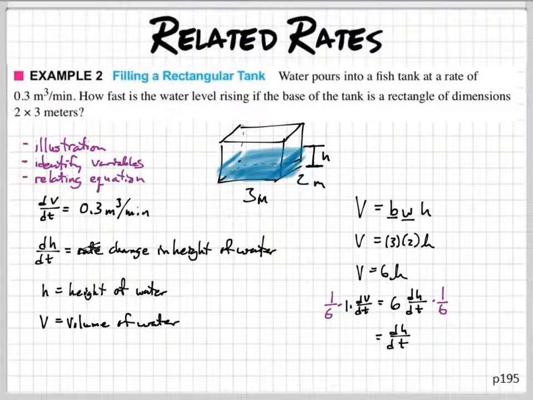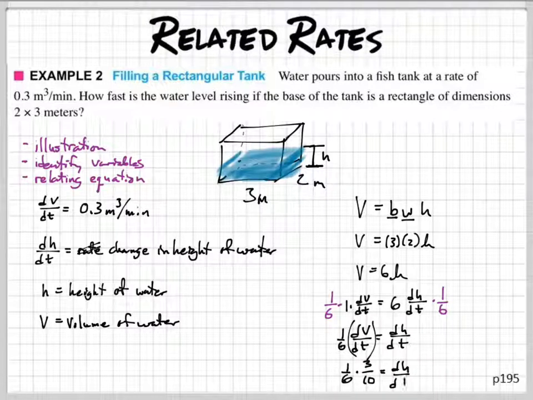And so now you have 1 over 6 dV over dt. And do we know what dV over dt is? Yeah, so we can plug that in. Now 0.3, since I already have a fraction right here, is the same as 3 over 10. You guys okay with that? So 3 over 10 equals dh over dt. And then we could cross out that 3, make it a 1. That 6 becomes a 2. So now we have 1 over 20. So dh over dt is 1 over 20.